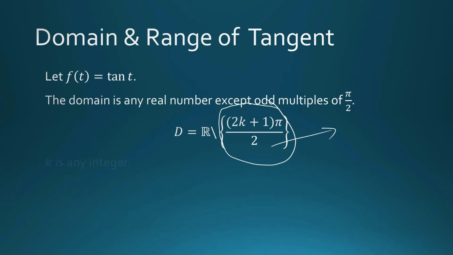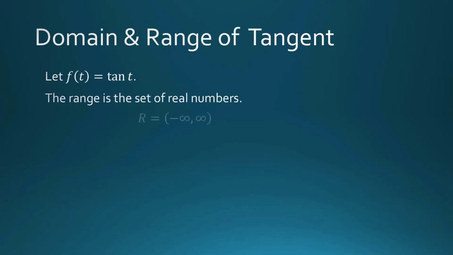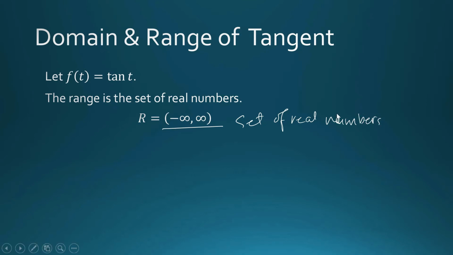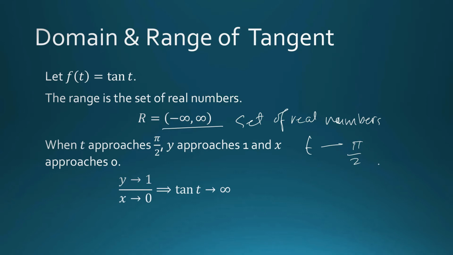Now, what is the range of the tangent function? It is the set of real numbers. By the way, this is another notation for the set of real numbers. So the range of tangent of t is the set of real numbers. Why so? Let us pay attention when t approaches pi over 2.